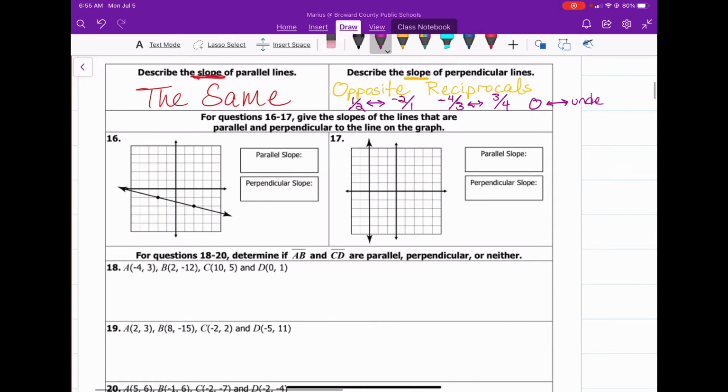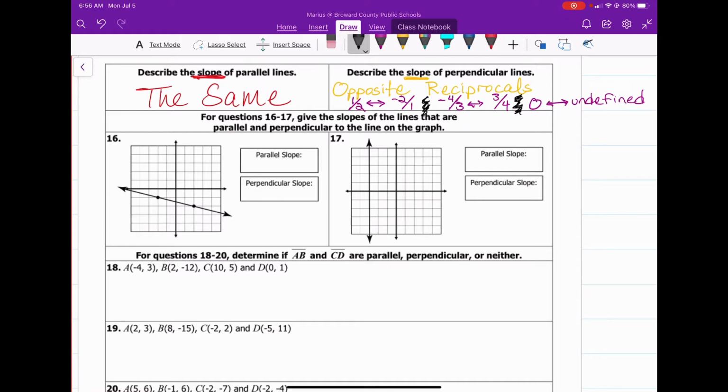Let me slide it over. So when we're talking about opposite reciprocals, that is what the slopes should look like. Let me put some lines in here. Those are three separate examples of opposite reciprocals: positive 1/2 and negative 2/1, negative 4/3 and positive 3/4, and the last example, 0 and undefined. Those are all opposite reciprocals.